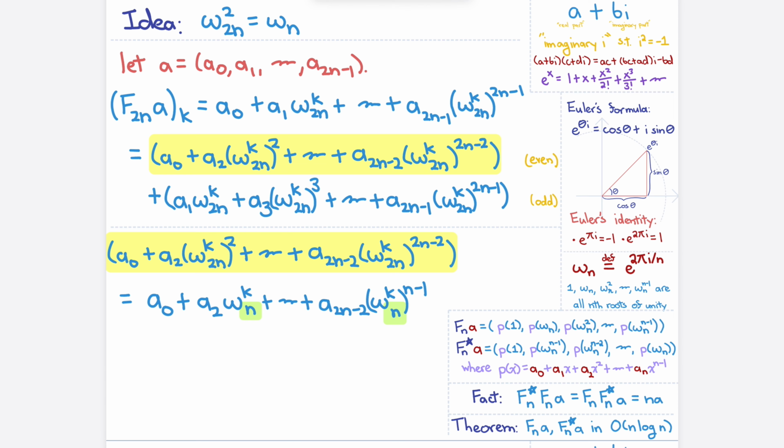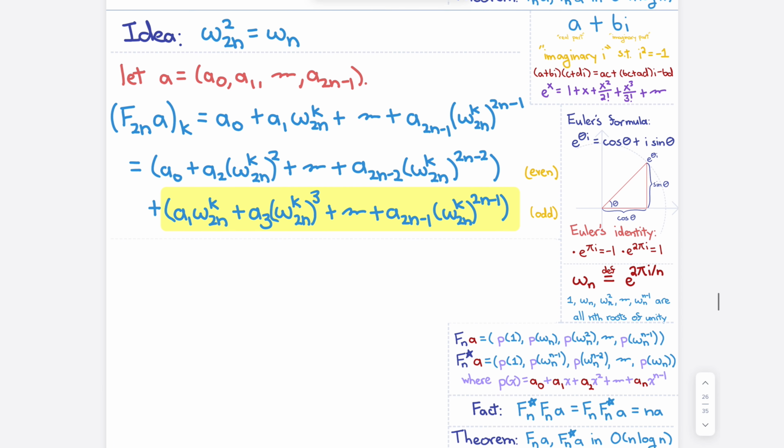Now how do I deal with this? Yeah, now you can recurse. Down here, you're just looking at the kth output. Our goal is to compute the 2nth Fourier transform. If you compute the nth Fourier transform on the even coefficients, you bring n down by a factor of 2, and you just do that. Something like this. So that's how we deal with the even coefficients.